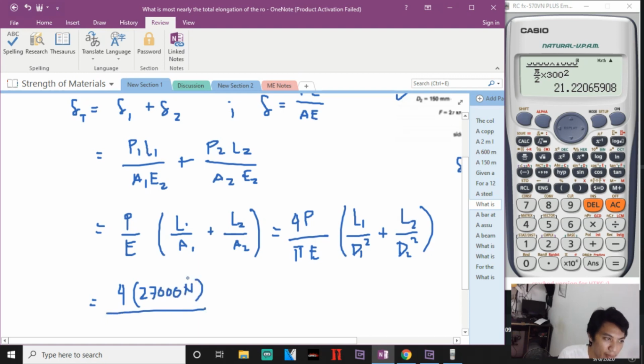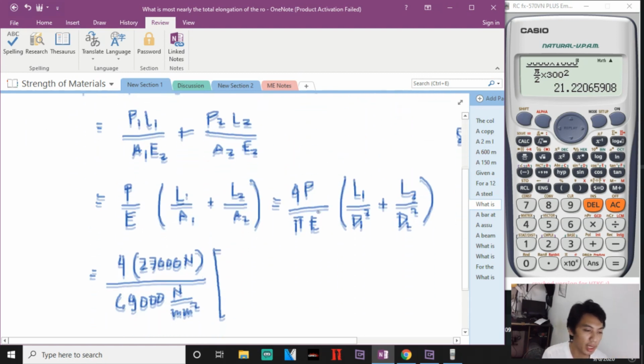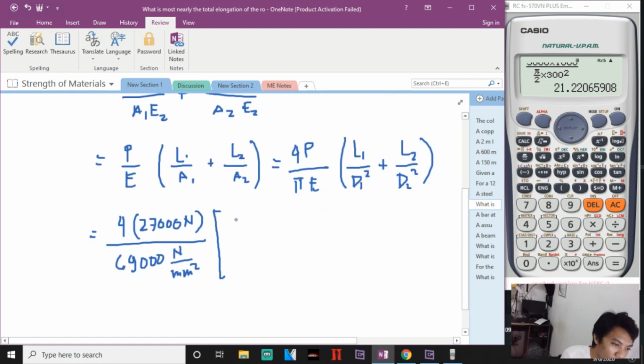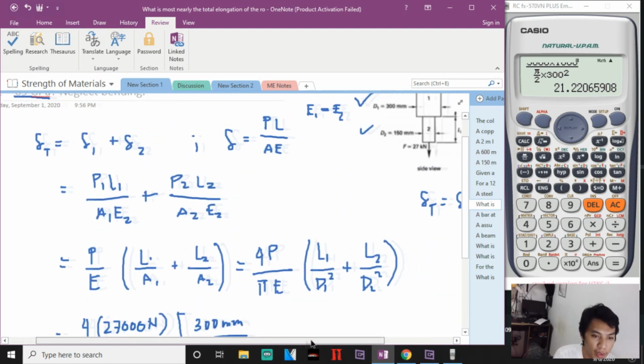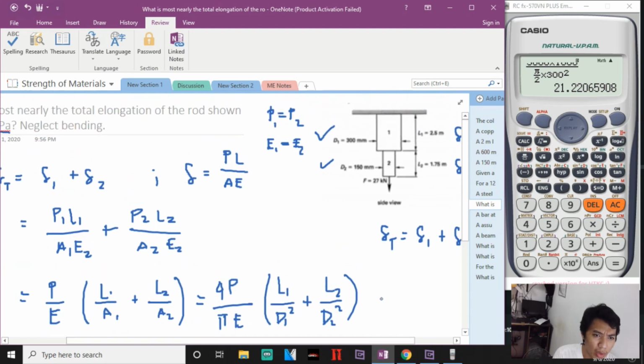Divided by E. Ang binigay dyan is 69 GPa, so let us say 69,000 newton per millimeter squared. Multiplied by, ano yung L mo? Given sa 1, that is 300 mm. Over D squared. D1 squared, that is? Hindi, 2.5 pala ito.